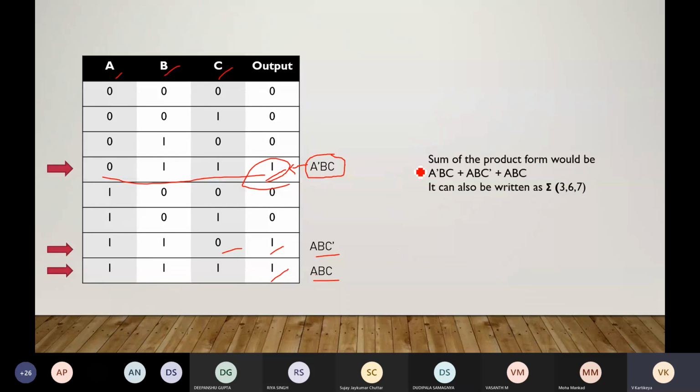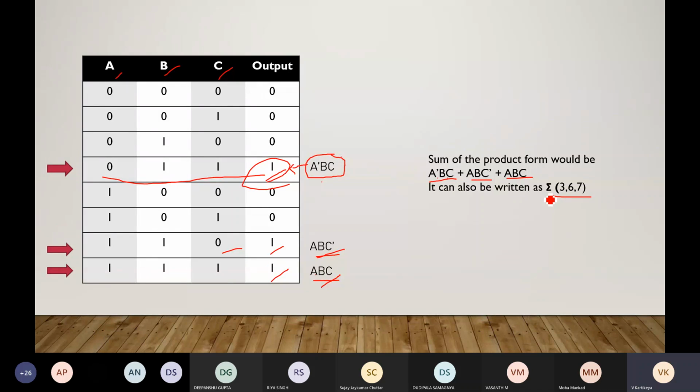So the sum of the product form would be A dash BC, ABC dash, plus ABC. Why we are doing a sum here is that it can be A dash BC or ABC dash or ABC. So what we're doing is ORing them together. OR also means plus here, and AND means the product here. So that is why we're doing that. It can also be written as sigma of 3, 6, 7.